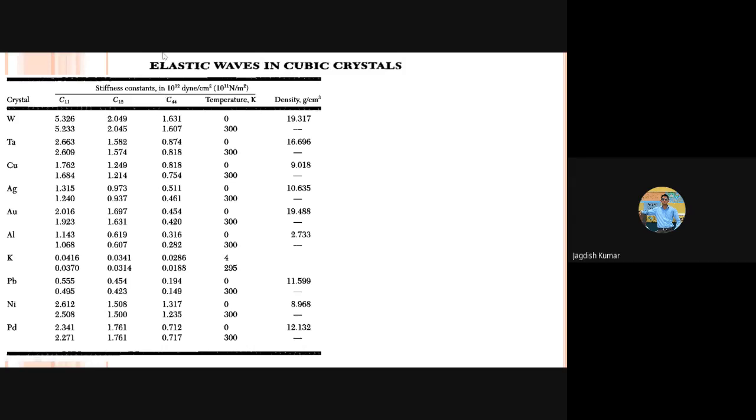One very interesting thing you should notice is that they have given two values. One is at 0 Kelvin, I mean close to 0 Kelvin. Ideally we can't approach 0 Kelvin, but yes, these are values close to 0 Kelvin, and the other values are at 300 Kelvin.